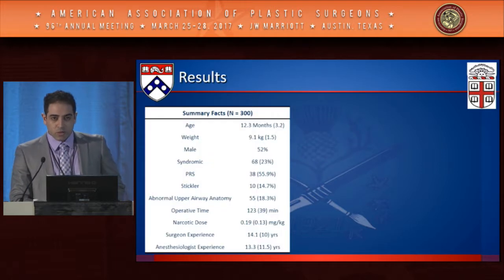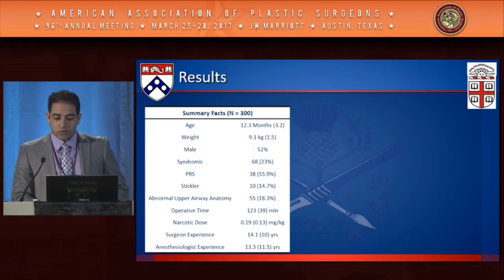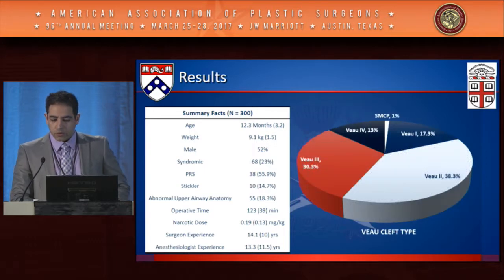Looking at the results, 300 patients were included, with an average age of 12 months and weight of 9.1 kilograms. There was an equal distribution across gender. Syndrome was diagnosed in 23% of patients, the majority of which were Pierre Robin or Stickler. Abnormal upper airway anatomy occurred in almost 20% of patients. Average operative time was just over 2 hours. Narcotic dose averaged 0.2 milligrams per kilogram. And regarding experience, surgeon experience was 14 years on average, and anesthesiologist 13 years on average. This figure looks at the VO cleft type composition, the majority of which were either VO class 2 or VO class 3 clefts.